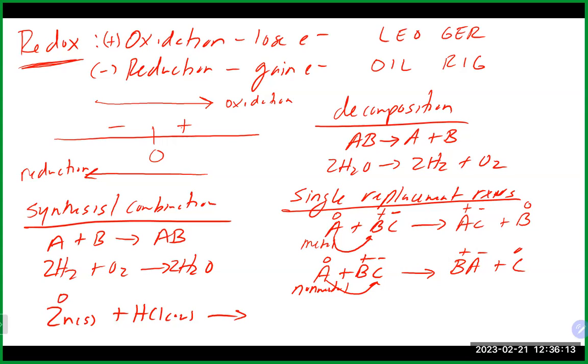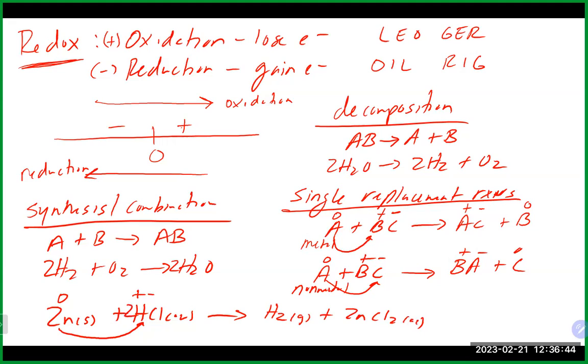Zinc has no charge. By the way, any element from the periodic table that is not combined with anybody else does not have a charge. So things only get charges when metals and non-metals come together. So anybody by themselves has no charge. Hydrochloric acid is positive, negative. So what's going to happen here is the zinc, when it does get a charge, it's going to be positive, going to kick out the hydrogen, going to make hydrogen gas in that case, and we'll make some zinc chloride.